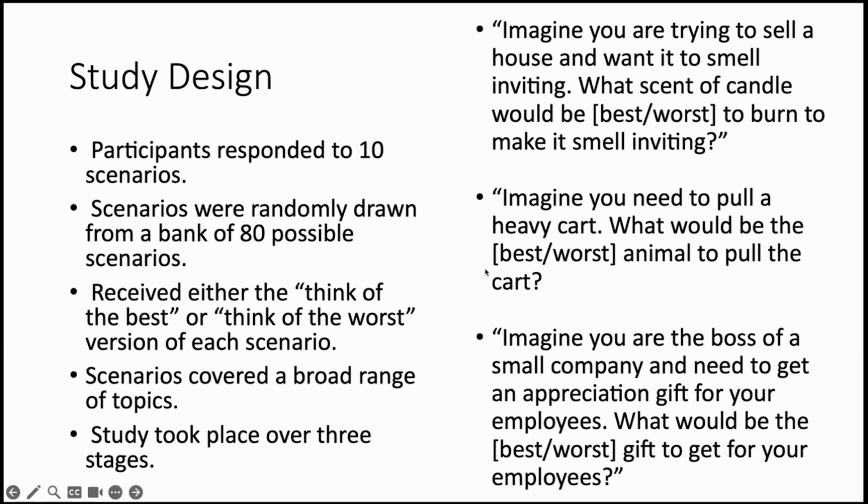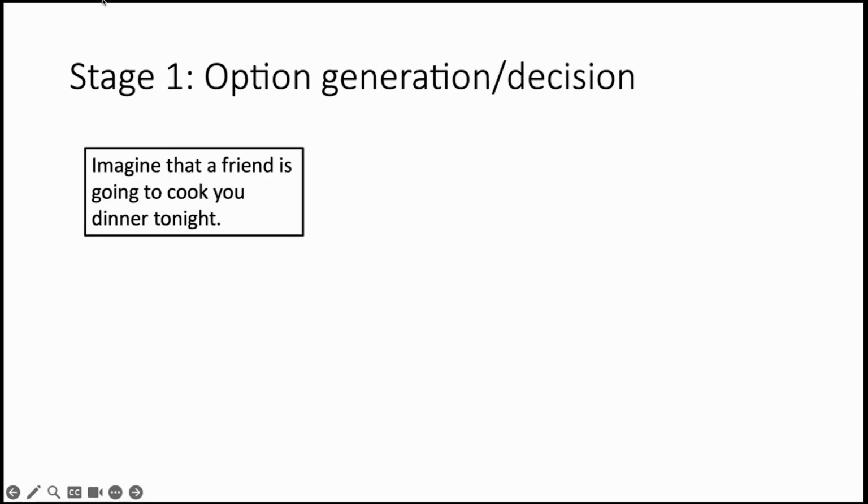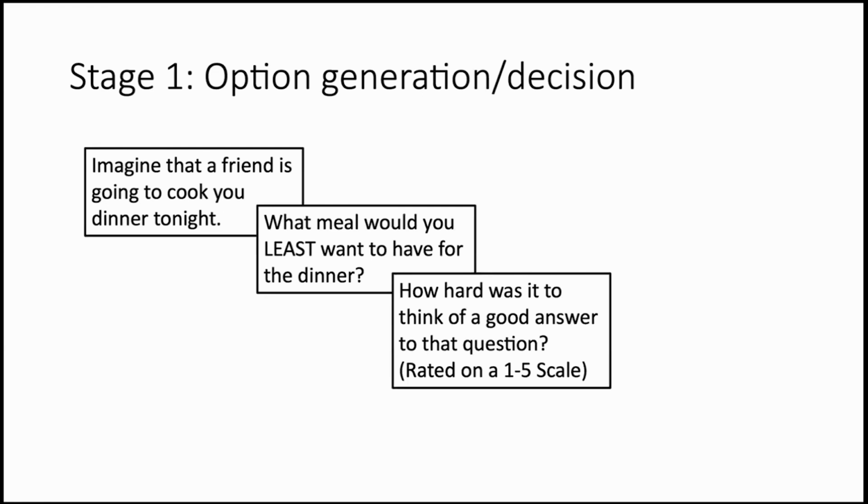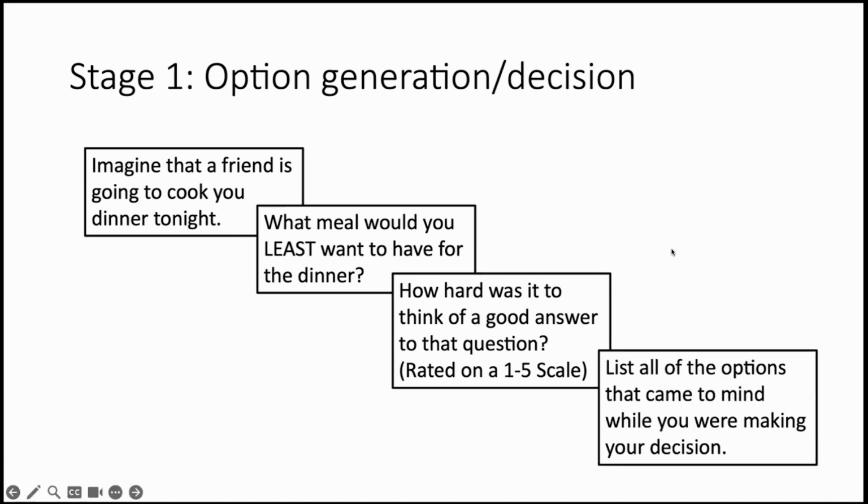Okay, so the study, we're using these kinds of scenarios, and the study took place over 3 different stages. The first one was just this option generation and decision phase. So you could be given a problem like this: imagine that your friend is going to cook you dinner tonight. What meal would you least want to have for dinner? And then we asked them after they answered that, how hard was it to think of a good answer to that question? And they rated the subjective difficulty of that decision on a 1 to 5 scale. And then in addition, they listed all of the options that came to mind while making their decision.